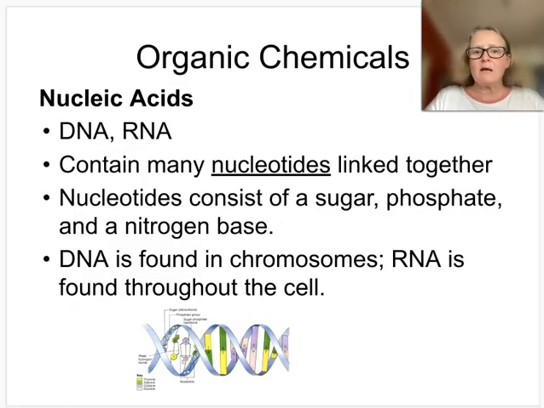And the last organic chemical group that we will talk about is nucleic acids. The two big components of that are DNA and RNA. The N and the A stand for nucleic acid. And joining the building blocks, which are called nucleotides, together gives us a big stable molecule for DNA, which is all part of our hereditary material.